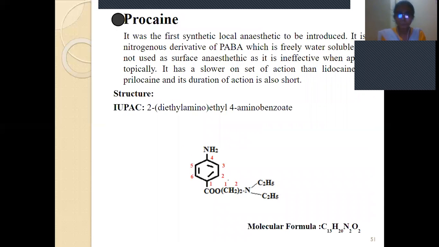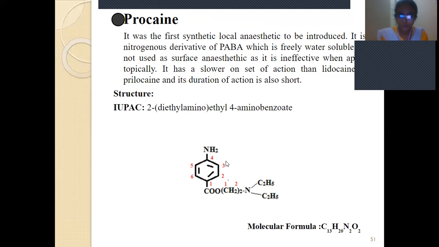The next one is procaine. It is the first synthetic local anesthetic to be introduced, and it is a nitrogenous derivative of para-amino benzoic acid, and it is freely soluble in water, and it is not used as a surface anesthetic. It is ineffective when topically applied. It has a slower onset of action than lidocaine, and its duration of action is too short.